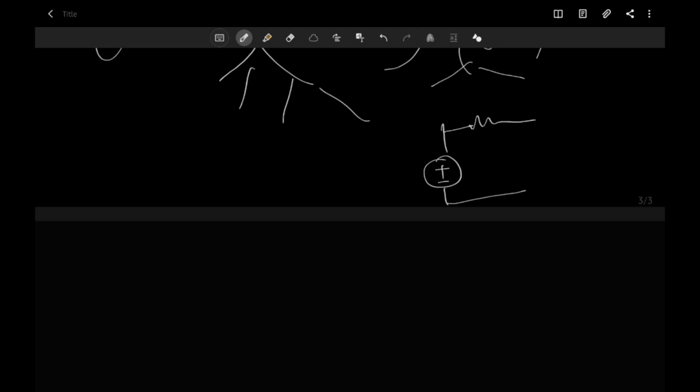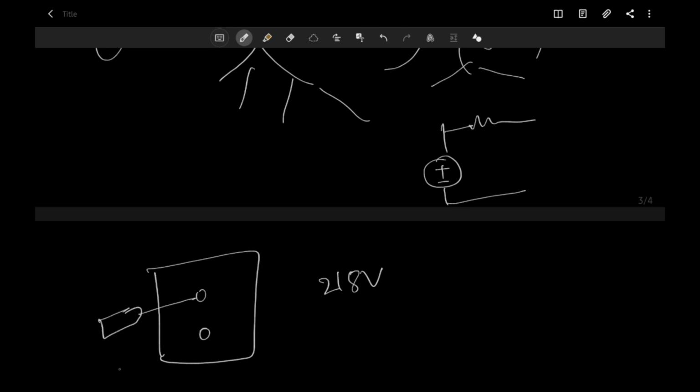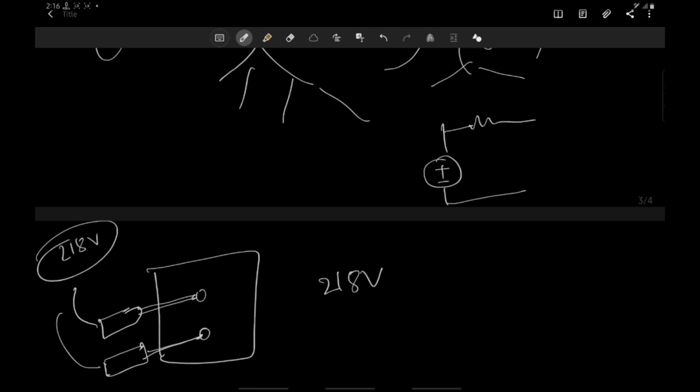Maybe you have a wall plug, and you stick a multimeter into the ports, don't try this at home, and you see the voltage is around 220. So you use a multimeter probe here and a multimeter probe here, and the multimeter shows you 218 volts. This is your open circuit, because if nothing is connected, this is open circuit. So this is your Thevenin voltage.